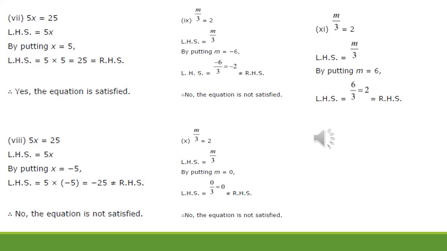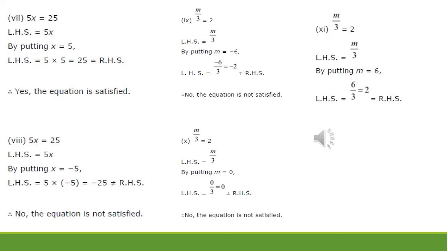Part 9 is m by 3 is equal to 2. Here LHS is m by 3 and the value for m is given as minus 6. So m by 3 will be minus 6 by 3, that is equal to minus 2. But RHS is plus 2. So LHS and RHS are not equal. So the equation is not satisfied.